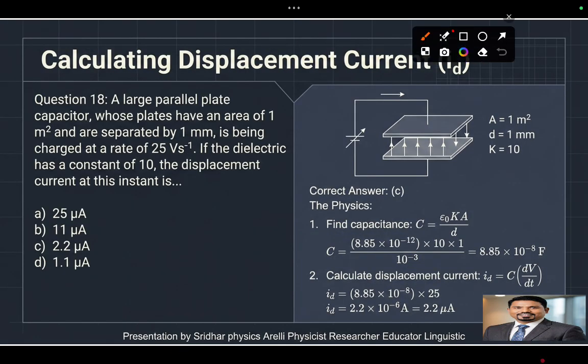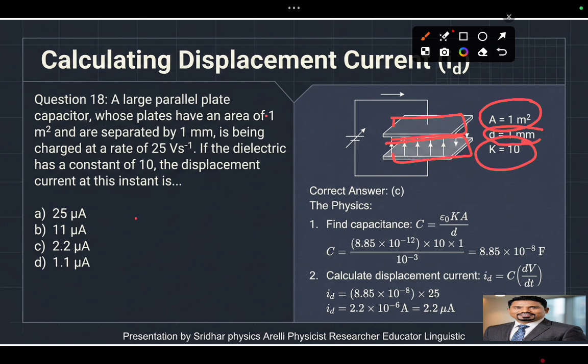Displacement current on a large parallel plate capacitor whose plates have an area of 1 meter square and are separated by 1 millimeter distance, is being charged at a rate of 25 volt per second. If the dielectric has a constant of 10, find the displacement current at this instant. You can see both the plates are separated by 1 millimeter distance. The area of the plate is 1 meter square. A dielectric is introduced, that is K equal to 10.